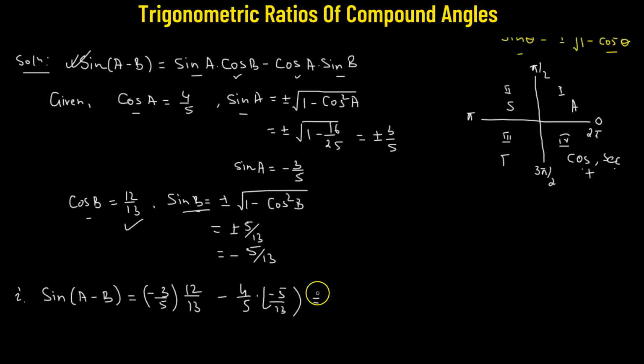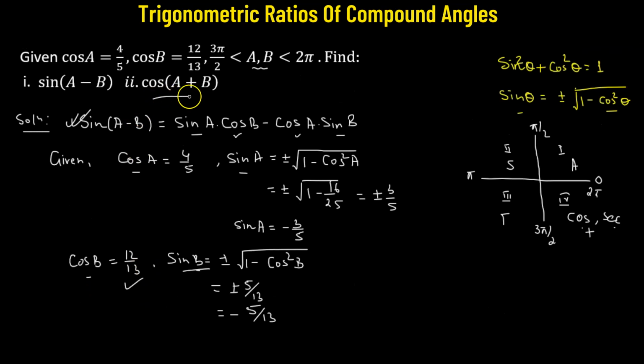So let's solve this. So negative 3 times 12, so that's negative 36 over 5 times 13 is 65. Then we have 4 times 5, so that's 20 over 65. And we have negative multiplied by negative 5, so we'll get positive. Solving this gives us the value negative 16 over 65. So this is the value of sine A minus B.